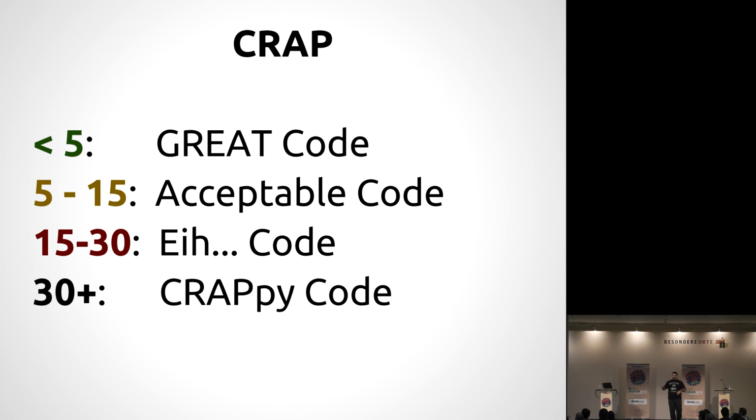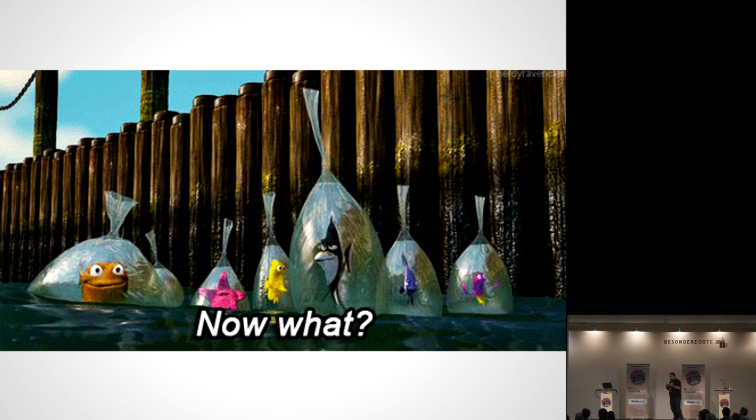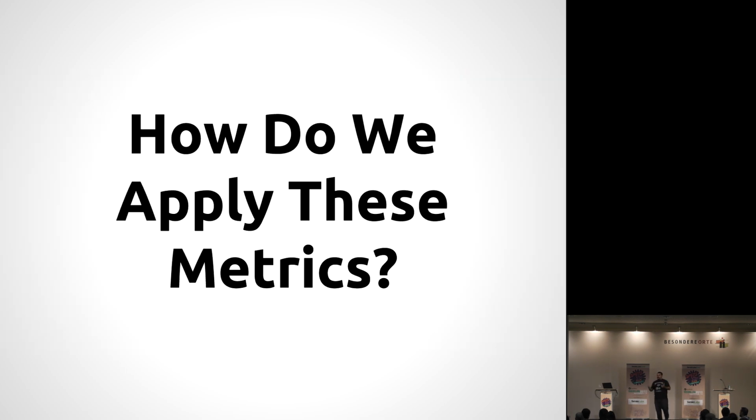Less than 5 is great code. 5 to 15 is acceptable. 15 to 30 is you're starting to push the border, and 30 plus is just plain crappy code. So, what do we do with these numbers? We've got these 3 basic metrics. How do we apply them?